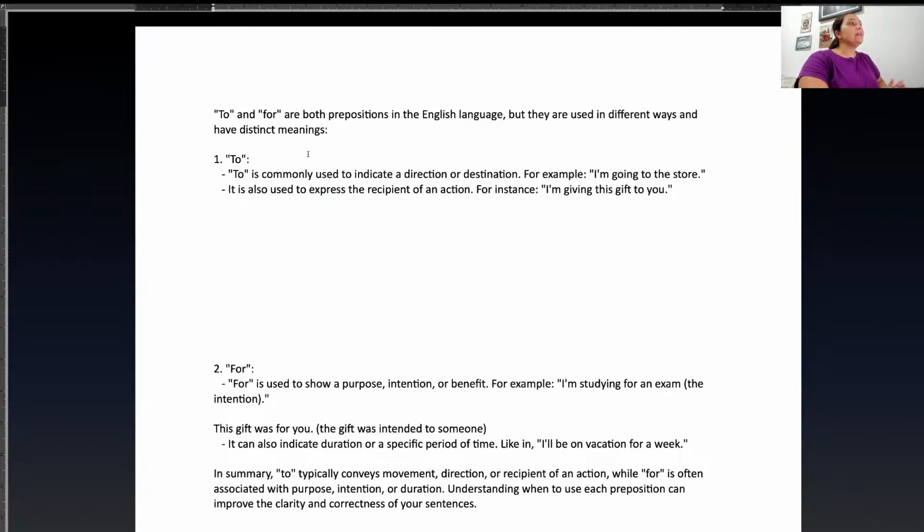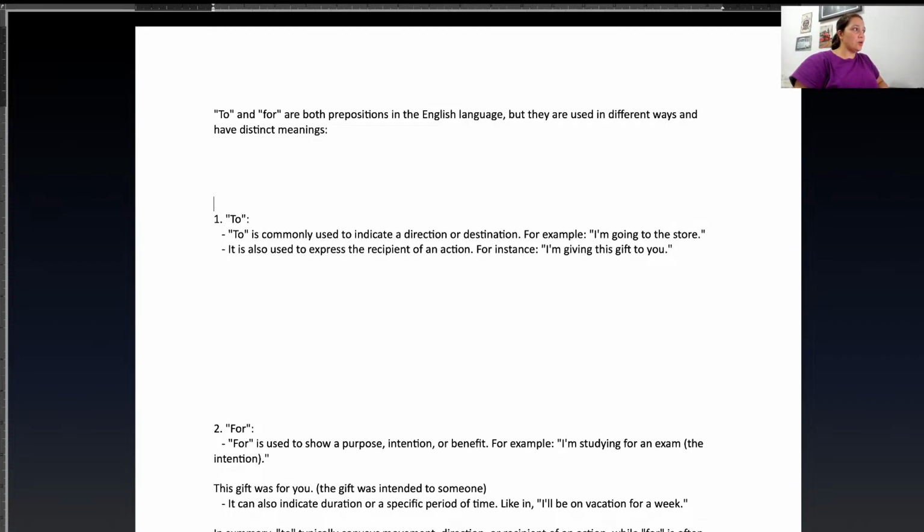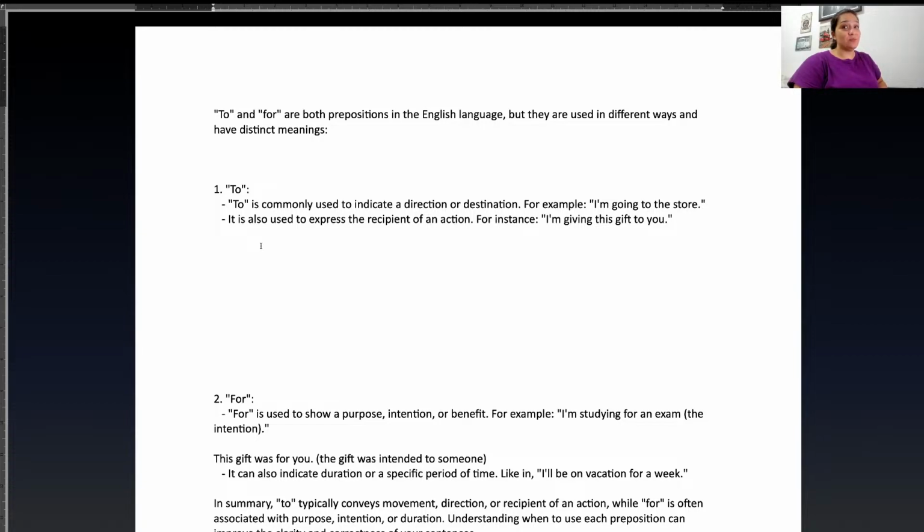Here, to and for are both prepositions in the English language, but they're used in different ways and have distinct meanings. Okay? Before we move on here with the number one, sorry, guys. But before I say this here, what I want to tell you is this.